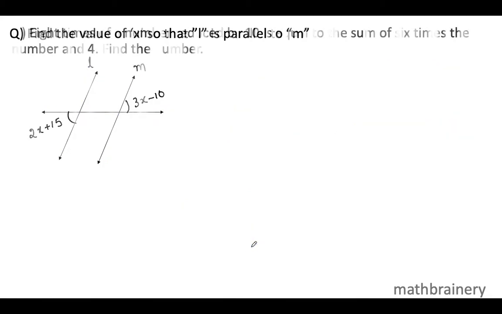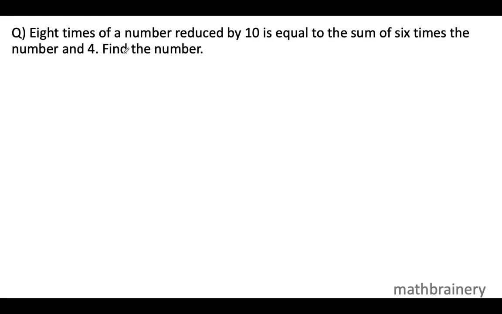Let's look at the next question. 8 times of a number reduced by 10 is equal to the sum of 6 times the number and 4. Find the number. First what we have, 8 times of a number. Okay, let the required number be x. Now 8 times of this number will be 8 into x, which is 8x, reduced by 10. That means we are subtracting this 10 from this. Okay, this 8x minus 10.